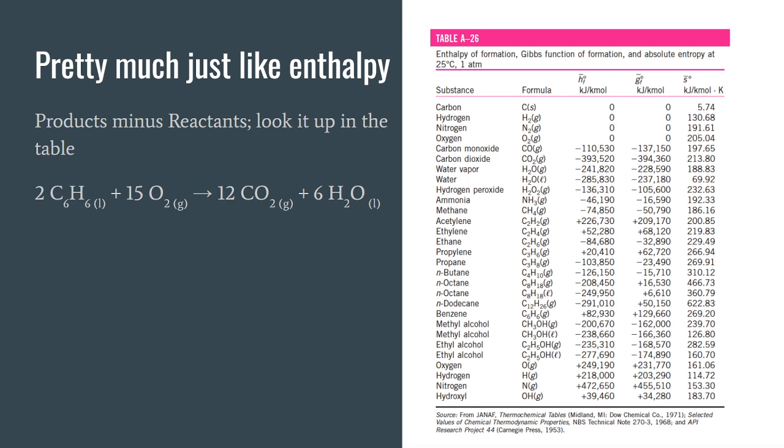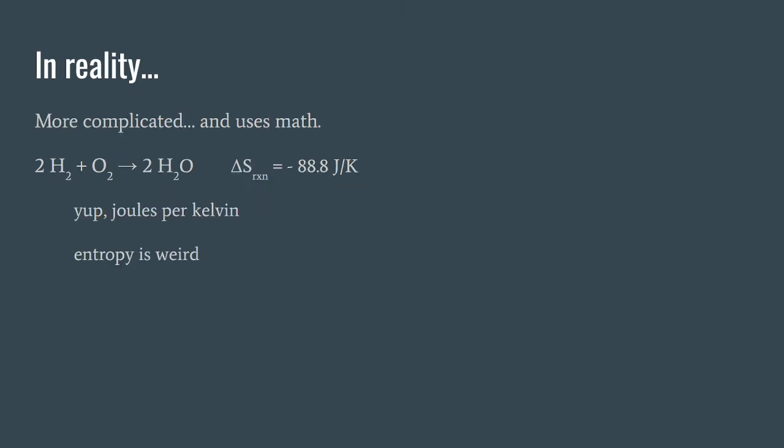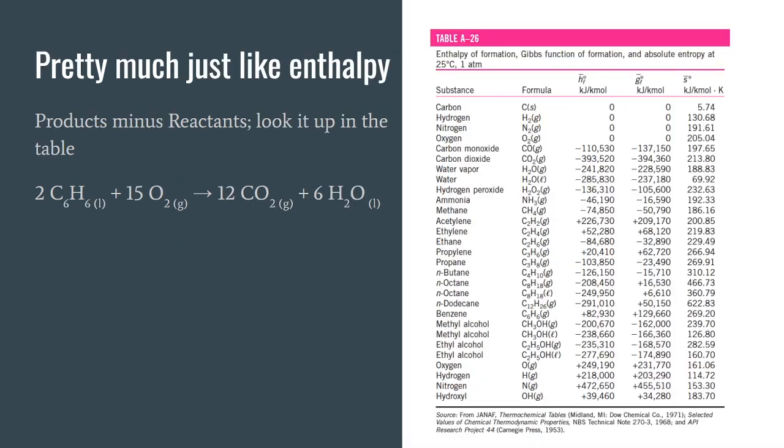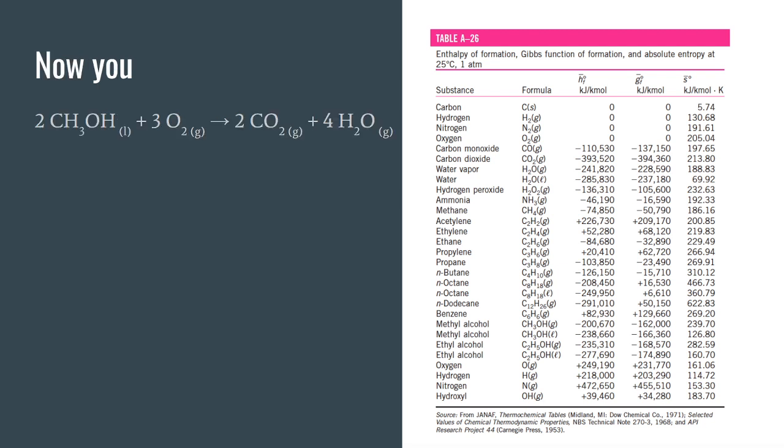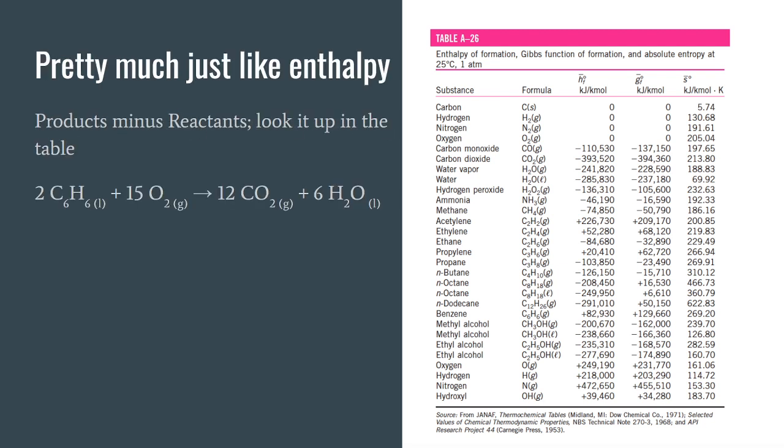Oh, the negative 88.8 joules per Kelvin, I did that math elsewhere. Almost certainly I looked it up or did the math. It's not too important. You'll be able to do it yourself in a couple of seconds because we're working through the example of how to do that.